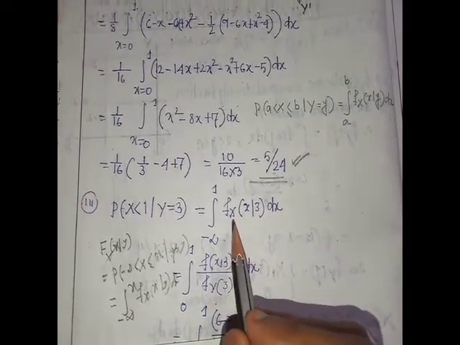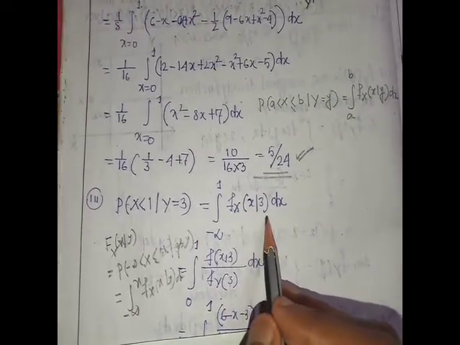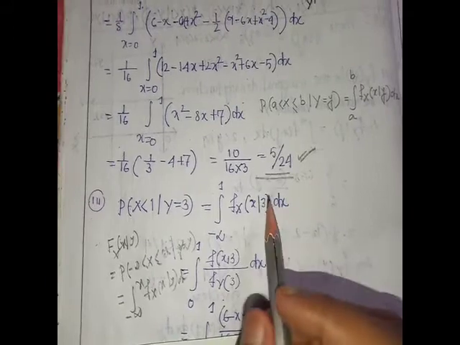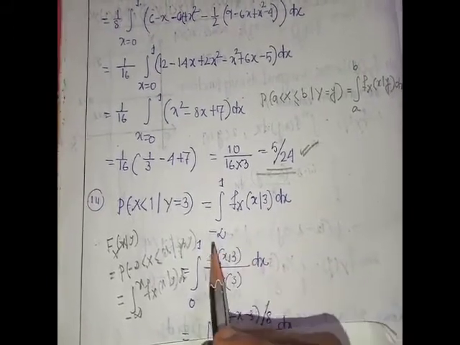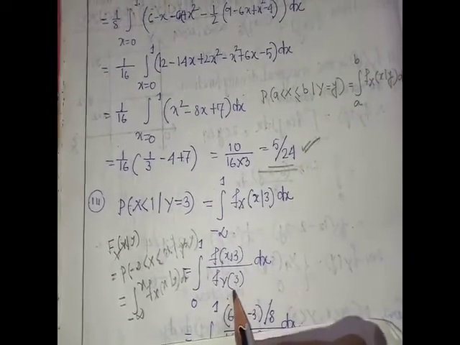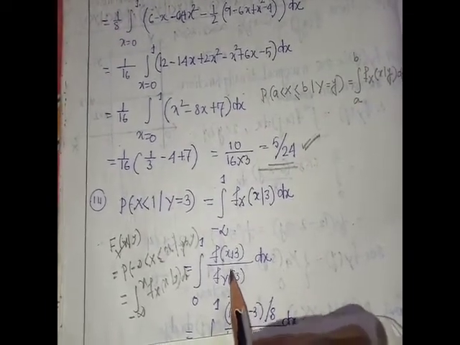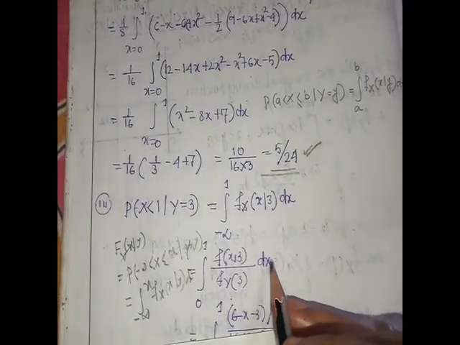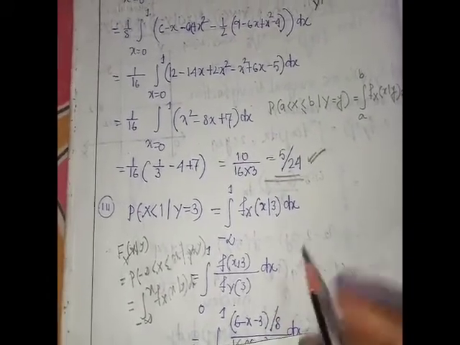So f(x | 3) means the conditional density function of x. The formula is f(x, 3) by f_Y(3), into dx, and the range of x is 0 to 2.